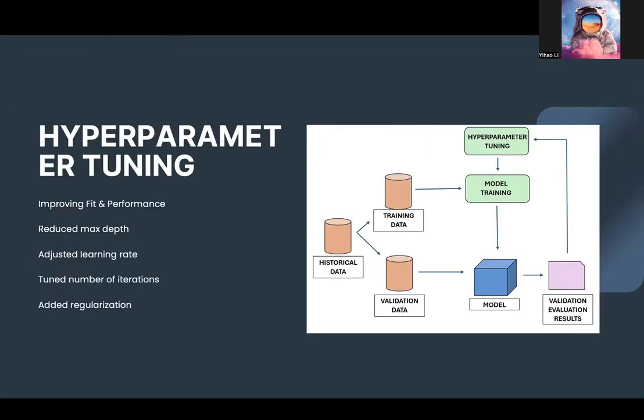This part is about hyperparameter tuning, which improves the performance and the fit as well. To further improve the model, I tuned several hyperparameters. First, I reduced the maximum tree depth to prevent overly complex trees. Second, I adjusted the learning rate and the number of estimators to balance bias and variance. Third, I introduced a regularization parameter to penalize overly aggressive splits, and this adjustment reduced overfitting while maintaining predictive power. Through iterative tuning and validation, the model performance became more stable.